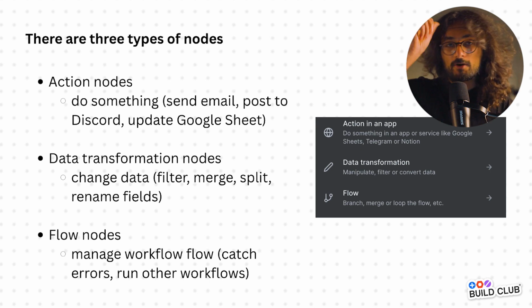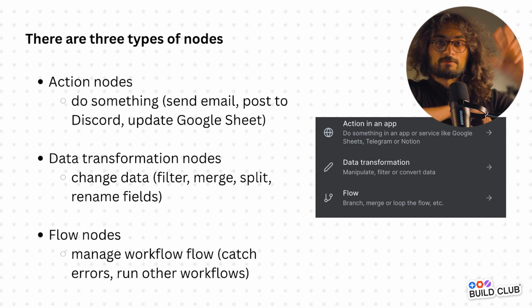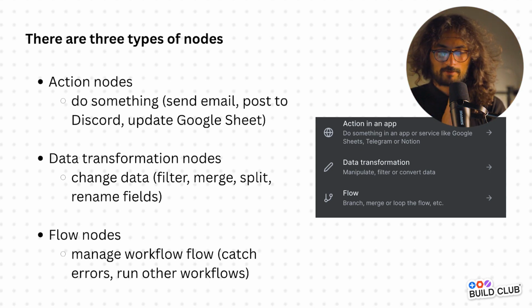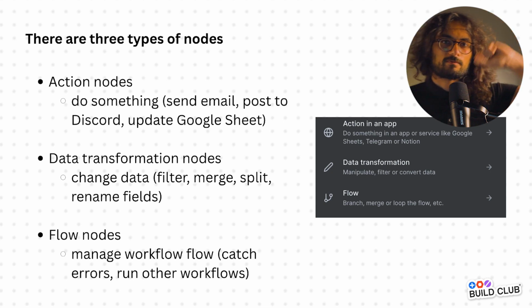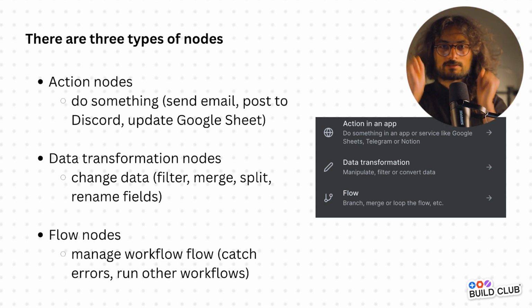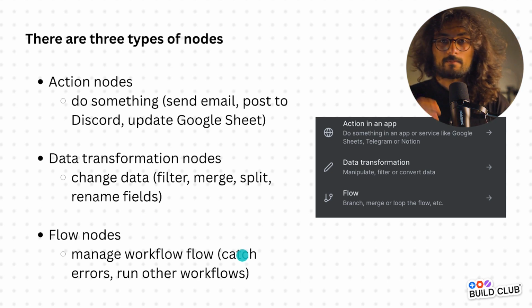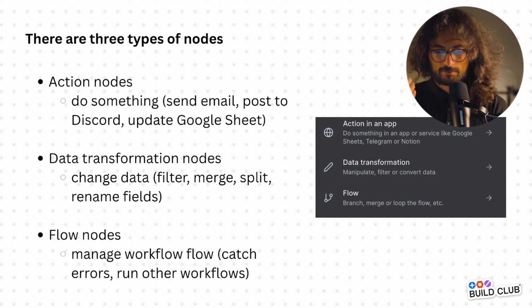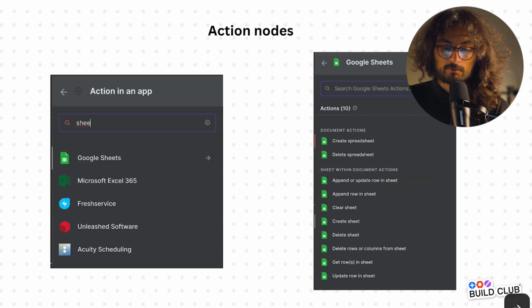In terms of merging, maybe you're getting data from different parts and you want to merge them together, right? Like maybe you're getting, hypothetically, data from a PDF and an email thread, and you want to merge them together and create a summary, right? Maybe there are some errors you want to handle in terms of these nodes.